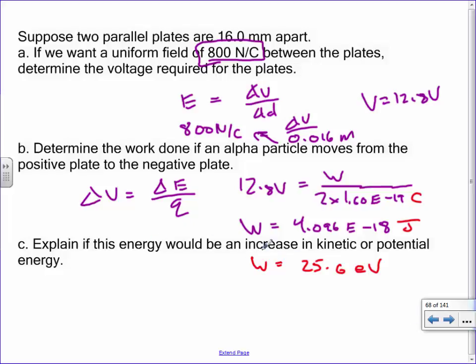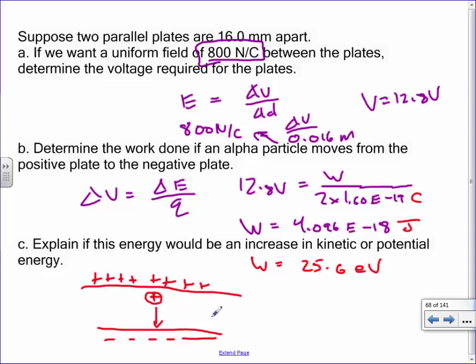Okay, last thing here. Would you be increasing your kinetic or potential energy if you did this? So let's draw this out here. You've got a couple of plates, and you're moving it from the positive plate to the negative plate. You're taking your alpha particle, which is positively charged, and you're moving it that way there. Is that the way it would naturally go?